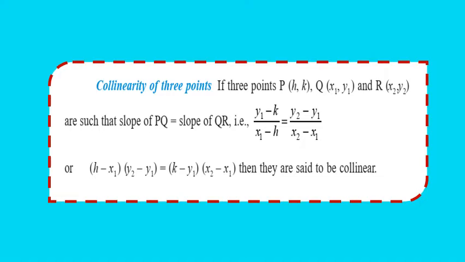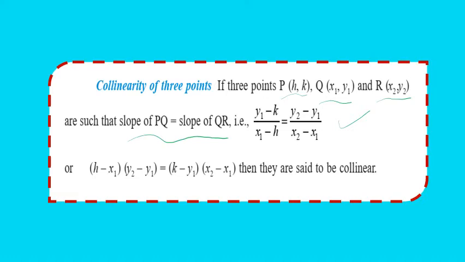Now if we want to prove this using the concept of slope, then three points P(h, k), Q(x1, y1) and R(x2, y2) are such that the slope of PQ is equal to the slope of QR. If this condition is satisfied, that is, (y1 minus k) upon (x1 minus h) is equal to (y2 minus y1) upon (x2 minus x1), that is, the slope of line PQ is equal to the slope of line QR, then we say that the three points are collinear.